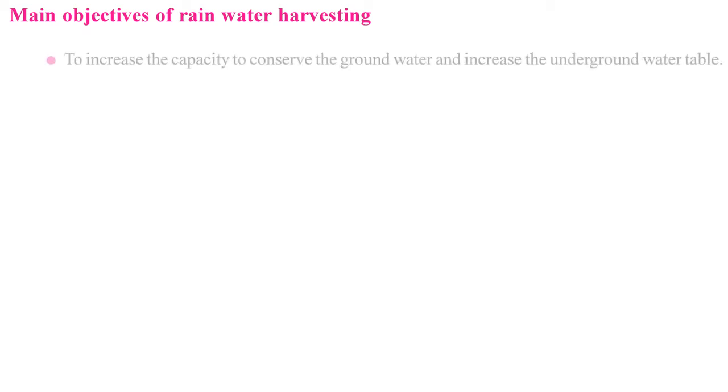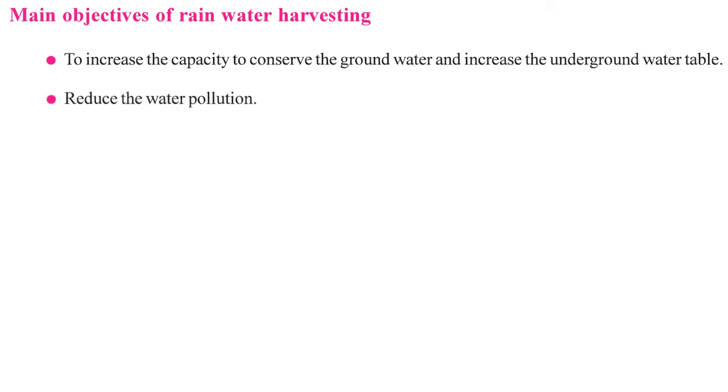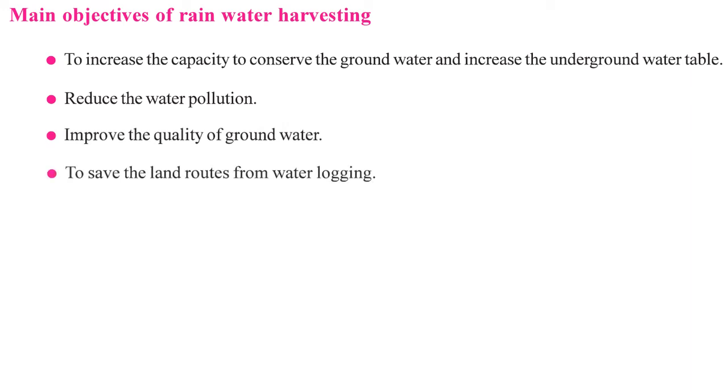Now, understanding rainwater harvesting, let us understand the objectives of rainwater harvesting one by one. First, to increase the capacity to conserve the groundwater. That means the capacity of the groundwater is increased through rainwater harvesting. You have already seen the video for that. To reduce water pollution, improve the quality of groundwater, to save land from water logging.